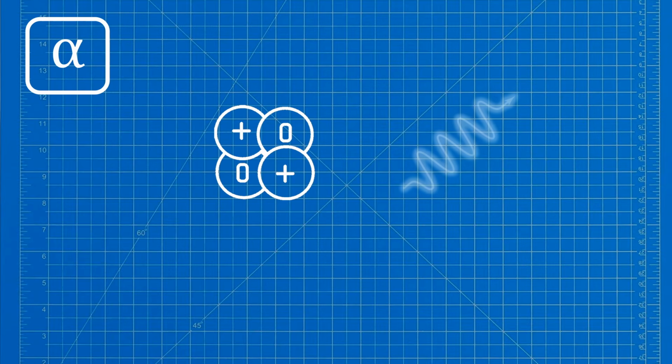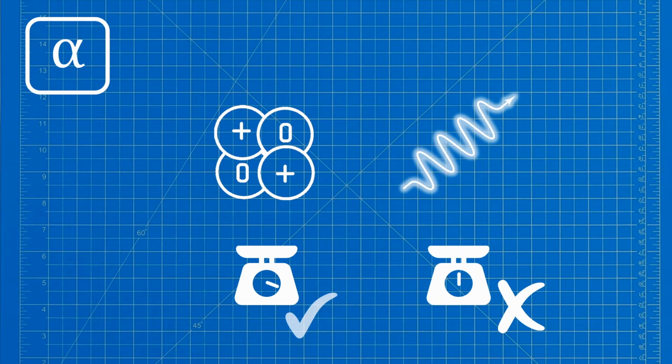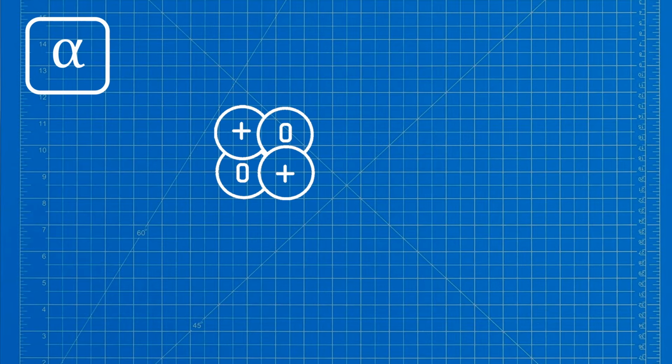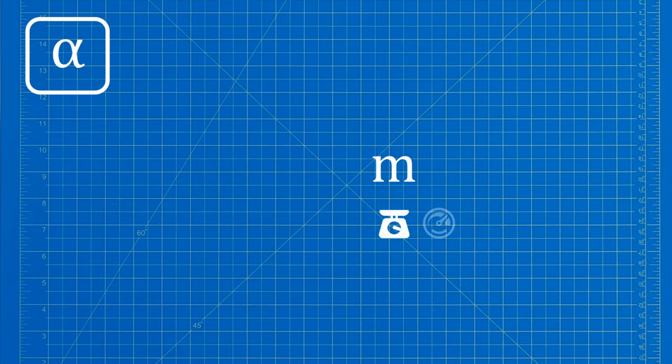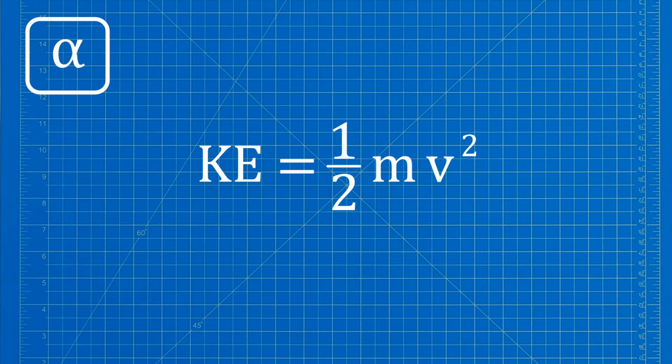Now, I want to talk about alpha particles and their characteristic energies. Unlike photons, alpha particles have mass, and as such their energy is defined by their mass and their velocity. The simple equation for kinetic energy, half mv squared, almost perfectly describes the energy that this particle has.